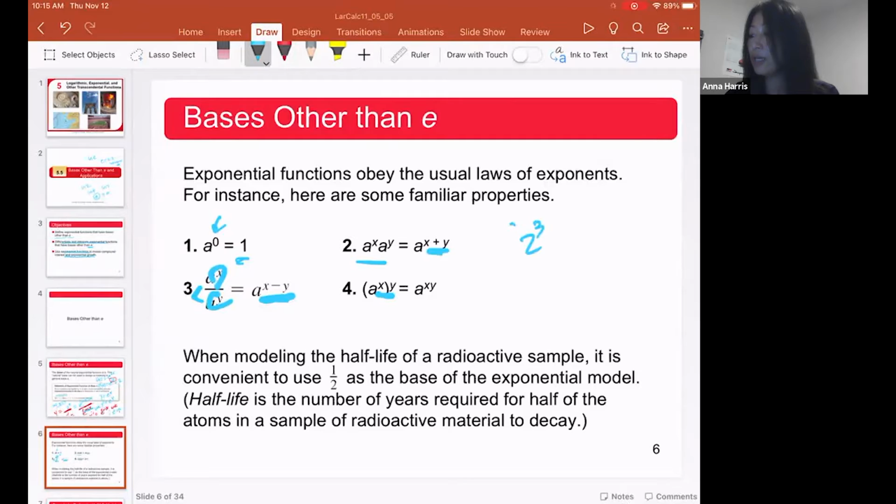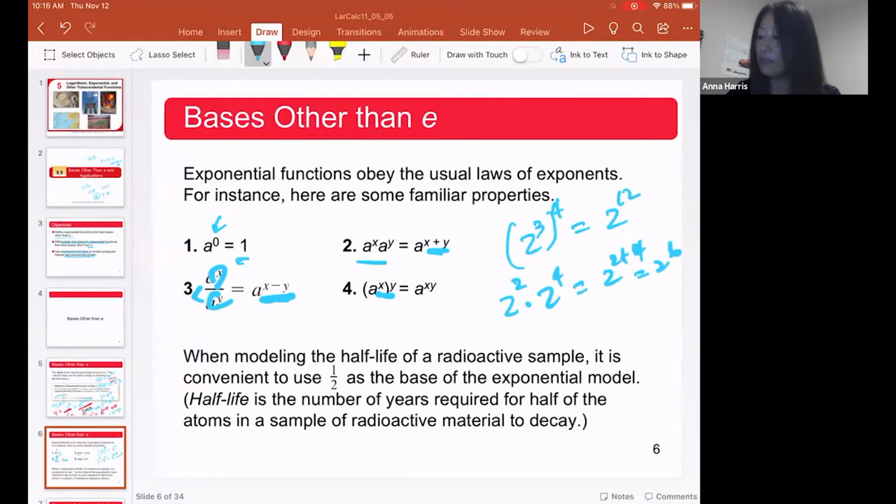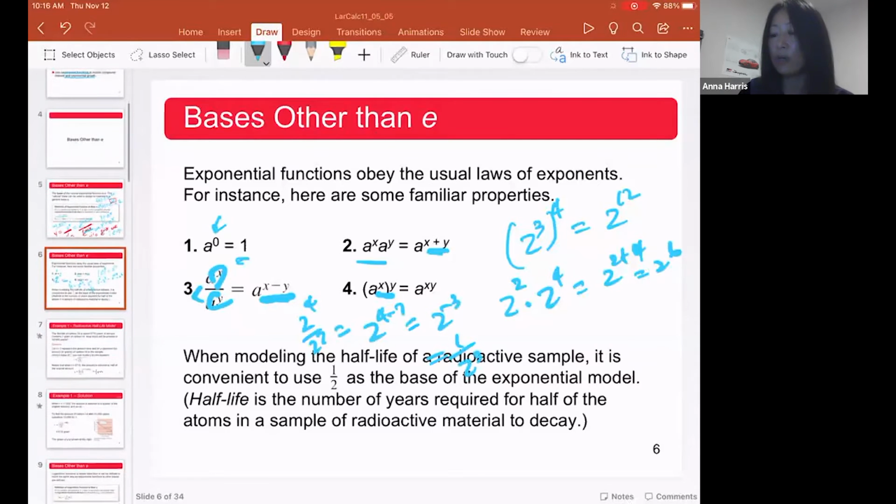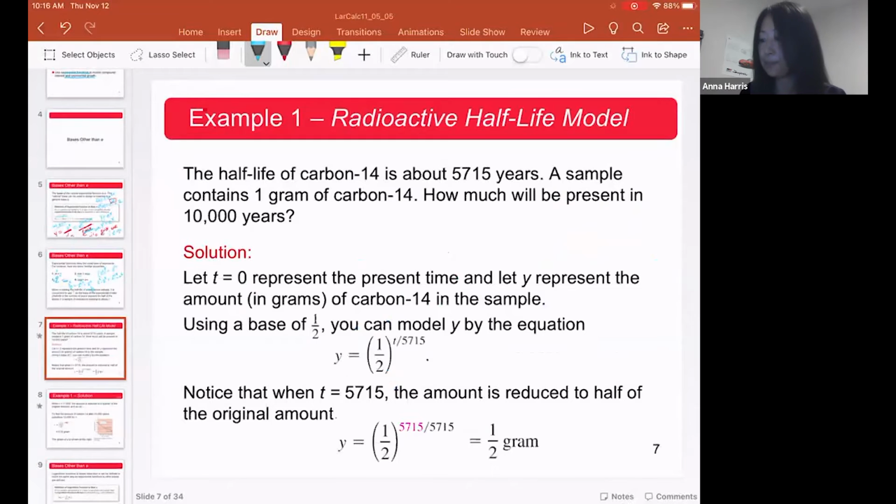For example, 2 to the 3, to the 4 means 2 to the 12. 2 to the 2 times 2 to the 4 means 2 to the 2 plus 4, which is 2 to the 6. But 2 to the 4 divided by 2 to the 7 means 2 to the 4 minus 7, which is 2 to the negative 3, or the same as 1 over 2 to the third. This is just the same thing you've been doing in college algebra, just to review, because we're going to use those properties.